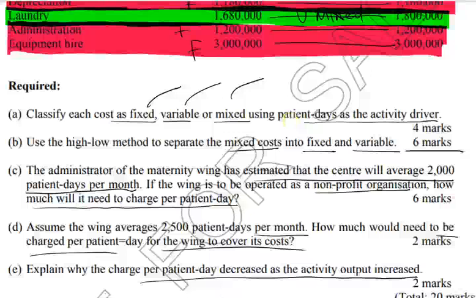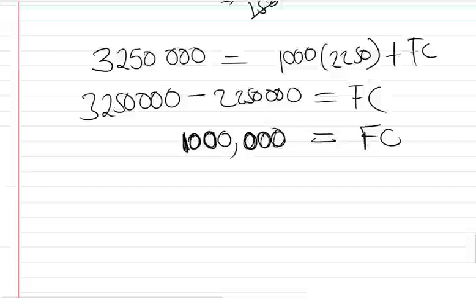So let us look at question C. The administrator of the maternity wing has estimated that the center will average 2,000 patient days per month. If the wing is to operate as a non-profit organization, how much will it need to charge per day? So let us look at the cost, right, of operating 2,000 patient days. So we'll start with fixed cost because they do not change. We'll arrange them. While variable cost, we'll have to multiply them by the level of activity.